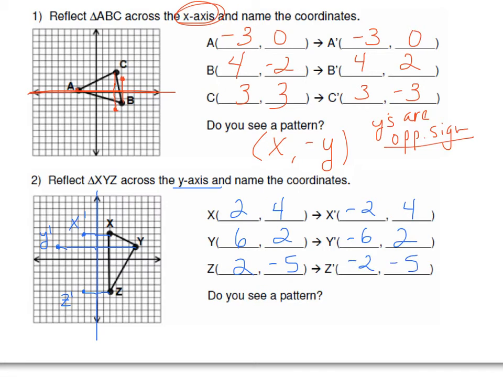So when we look at the actual coordinates again, if you notice each of our x's, all of them are different signs. So it made all of our x's the opposite sign, but it kept the same number. And then our y values, it looks like all of those stayed exactly the same. So instead of the y's being opposite signs, now it's the x's that are opposite signs.